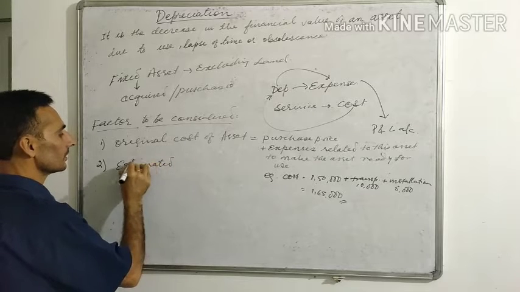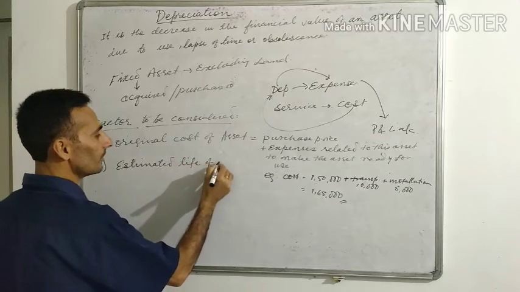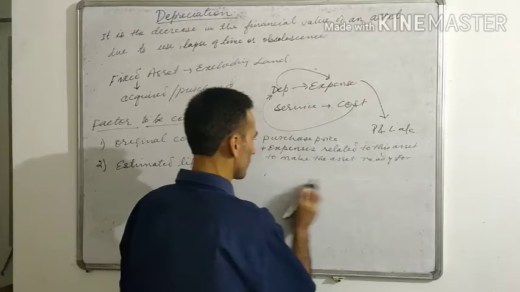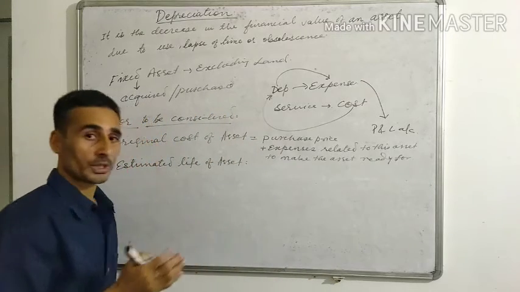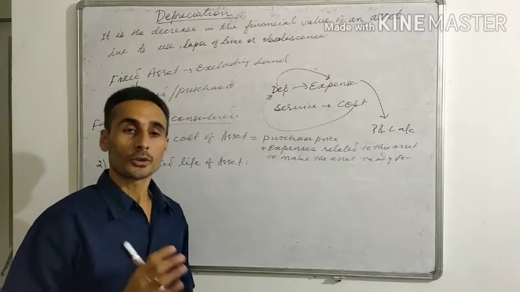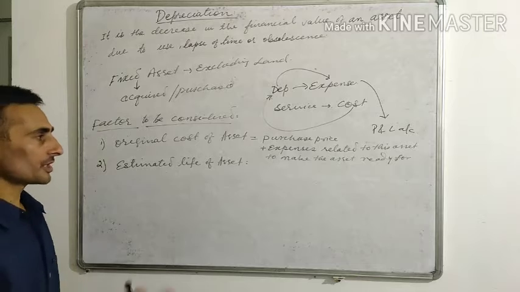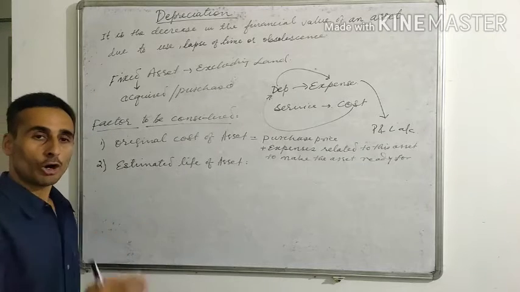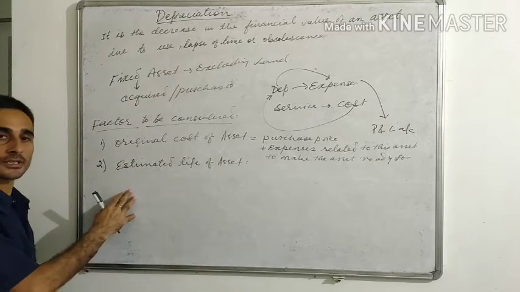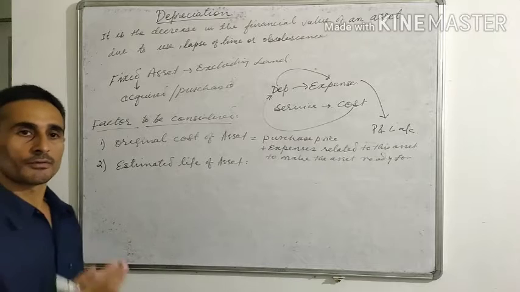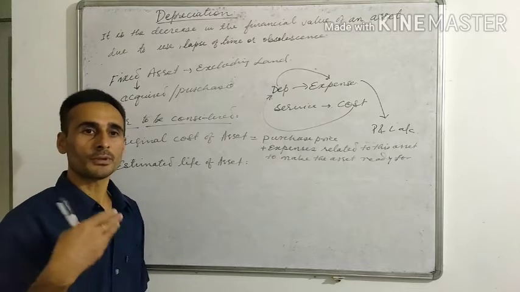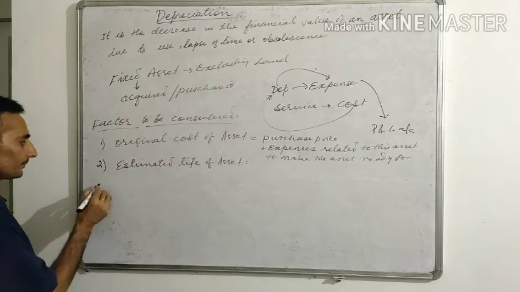Number two is estimated life of the asset. Now, what is estimated life? The normal life of the asset. That means for how many years you are going to receive service from this asset, or for how many years you will be able to use this asset is the estimated life of asset. It may be 5 years, 10 years or 15 years. After that estimated life, the asset becomes useless and you have to sell it or dispose of.